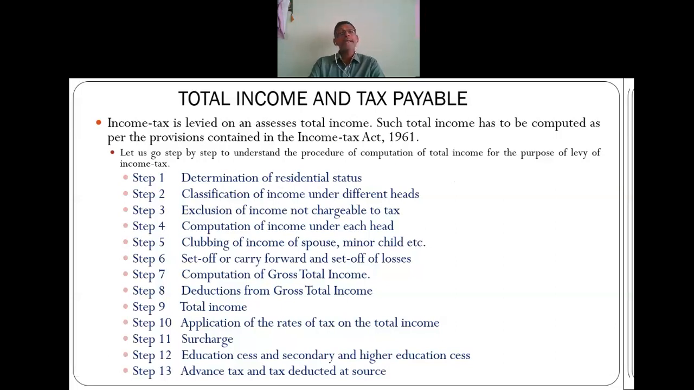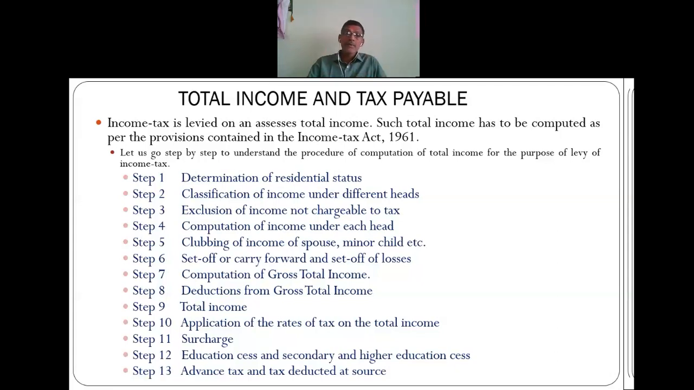So there are 13 steps we have to follow each and every year as part of your duty if you are going to audit the books of accounts. These are the stages or steps we have to follow to determine the taxable income of an assessee. When you are going to determine taxable income, stage one is very important: you have to determine the residential status.